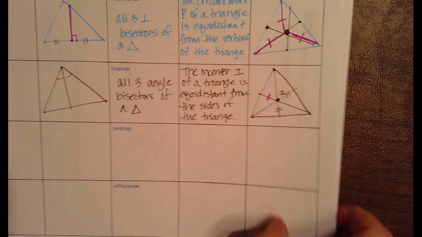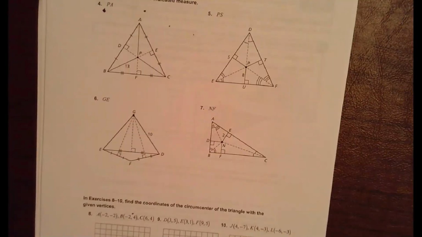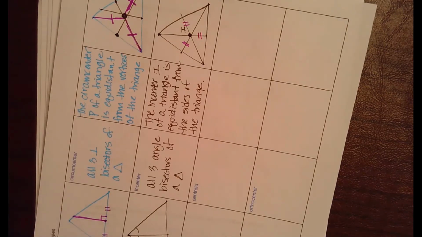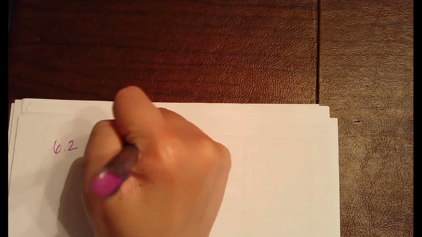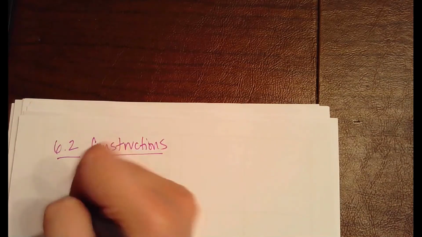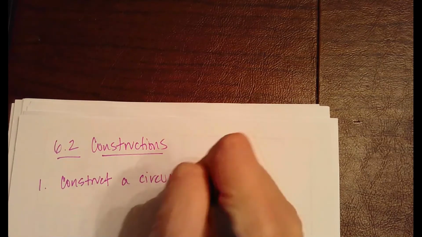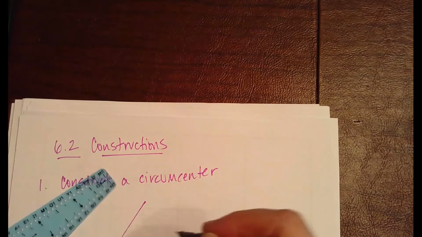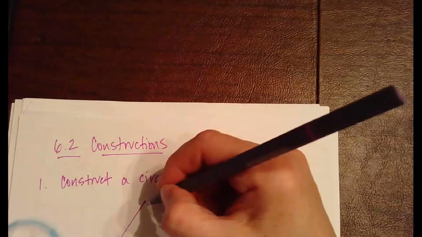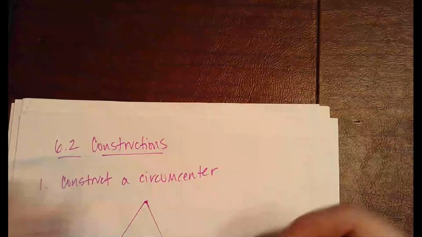All right, if you haven't already, you're going to want to grab a piece of paper because we're going to do some constructions. You're also going to need your compass. I'm going to call this 6.2 constructions. I am going to construct first a circumcenter. So start by drawing a triangle. It doesn't really matter what triangle you draw. I'm just going to draw one like that.